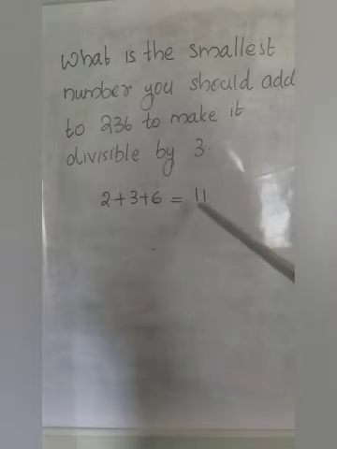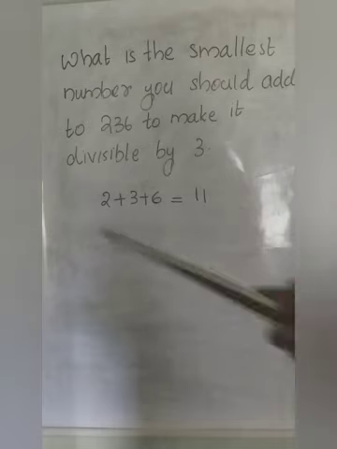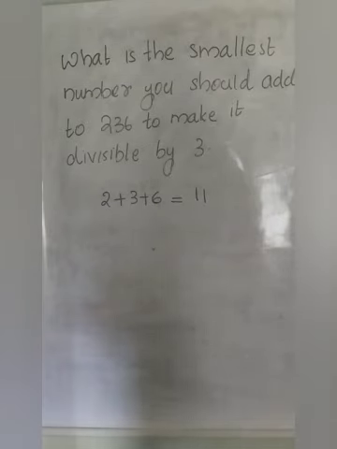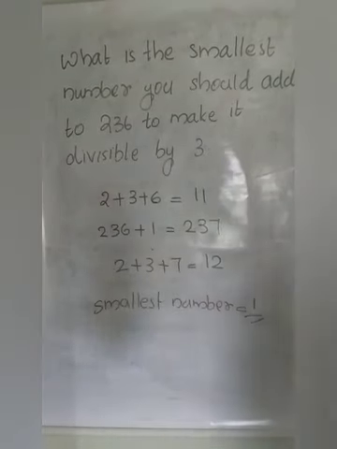Now in order to make 11 into 12, what should I add? How much should I add? Yes, just 1. So which is the smallest number that I should add to this number in order to get that number divisible by 3? It is 1. So the smallest number to be added is 1.